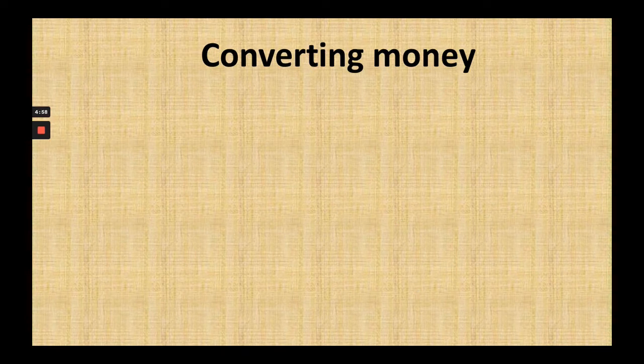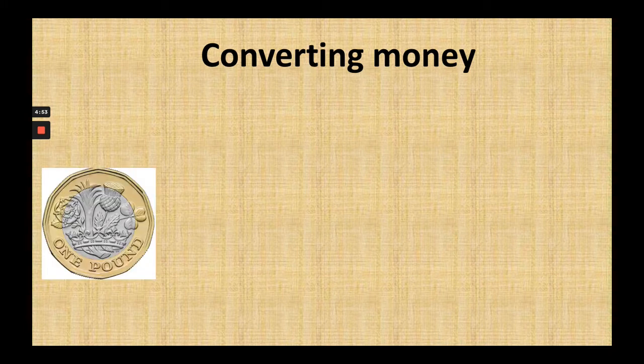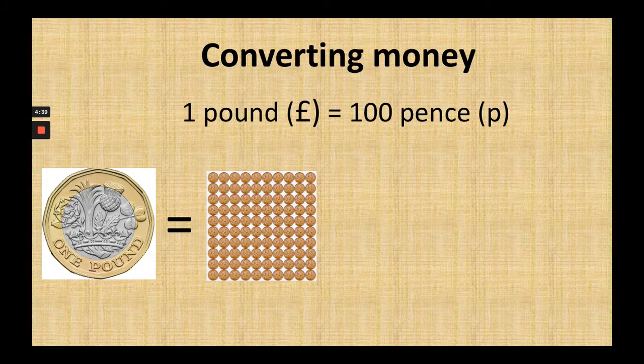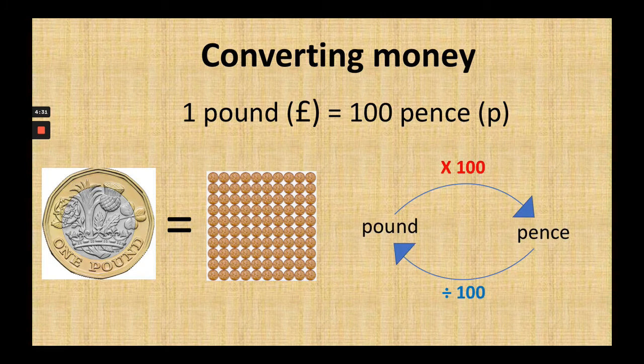Now, we don't have any questions on converting money, but I thought it would be good just to recap anyway. So here is £1. Can anyone remember how many pennies or how many pence is in £1? Here they all are. Can you tell how many are there? That's right. £1 equals 100 pence or 100 pennies. So if we wanted to go from pounds to pence, we would times by 100, and from pence to pounds, we would divide by 100.